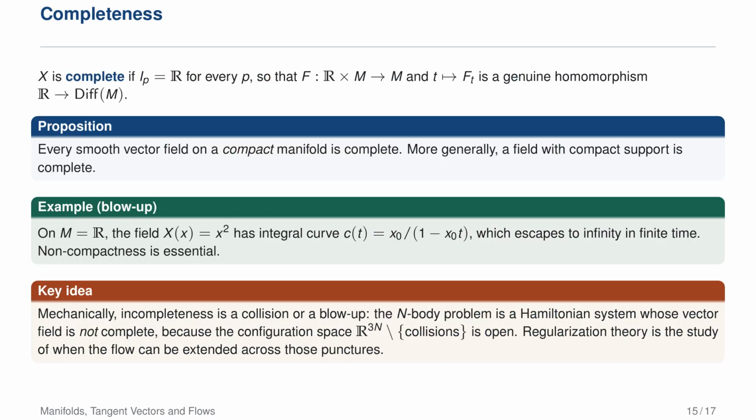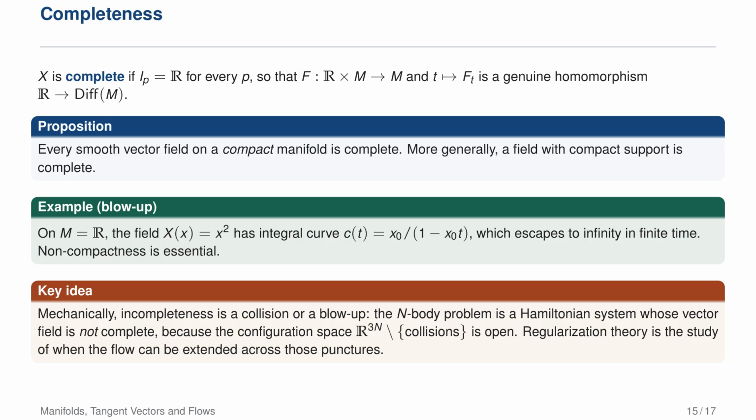A vector field is called complete if I_P is all of R for every point P. When that happens, the flow is defined for all time. F becomes a map from R cross M to M, and t maps to F sub t is a genuine homomorphism from R into the diffeomorphism group of M. There is a clean sufficient condition. Every smooth vector field on a compact manifold is complete. More generally, any field with compact support is complete.